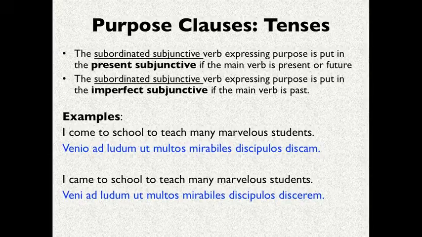Now let's look at the second example. I came to school to teach many marvelous students. Because I came is in the past tense, we express this in Latin as veni, then we need to use the imperfect subjunctive, disceram. For further explanation regarding the tenses of purpose clauses, I direct you to the Sequence of Tenses video.